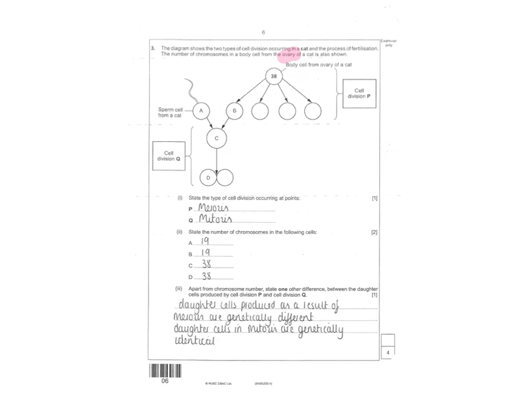At P, we've got our original cell here, and we end up with 4 daughter cells produced, so P must be meiosis. At Q, we have our original cell here, and we produce only 2 daughter cells, so it has to be mitosis. State the number of chromosomes in the following cells. In A, we've got the sperm cell from a cat, and if we know that the ovary of a cat has 38, in meiosis the gametes contain half the number, so A needs to have 19.